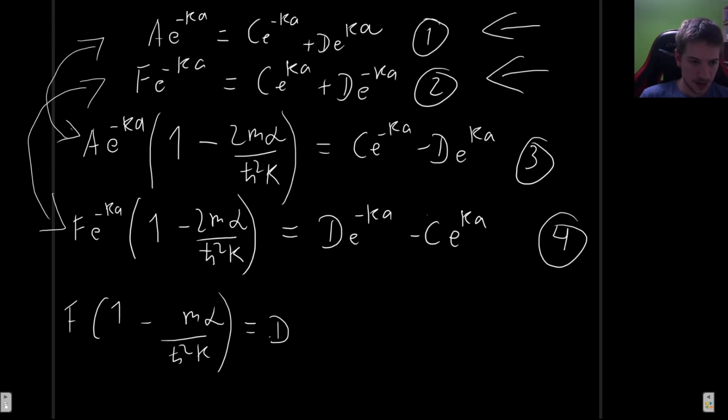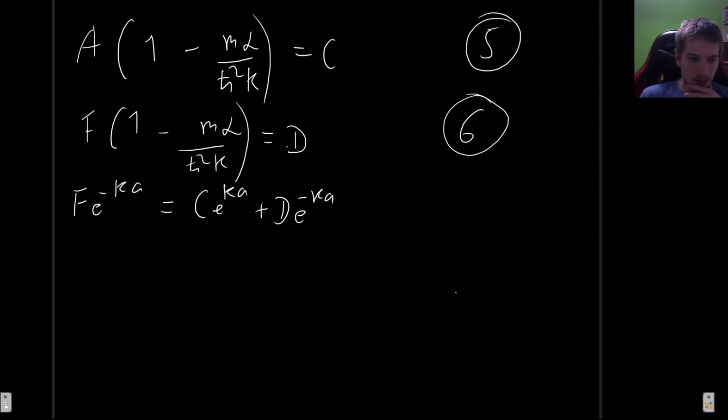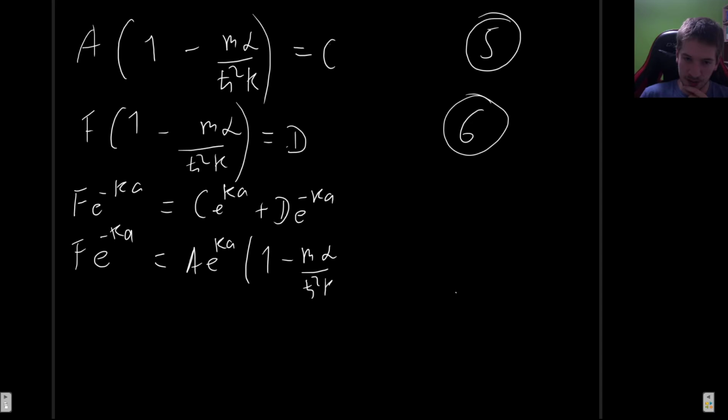And where was I? Here. Okay, so now let's put c and d into this. So it's going to be f e to the minus ka. So c is this right there. It's going to be a e to the ka times 1 minus m alpha over h bar squared k. And then we have plus d, which is this part right here. So f e to the minus ka.